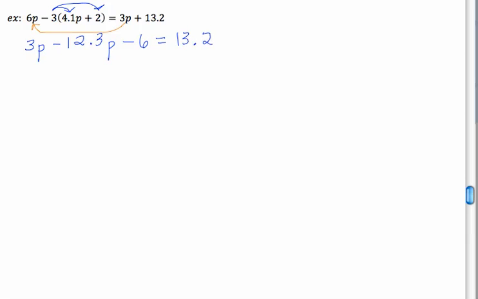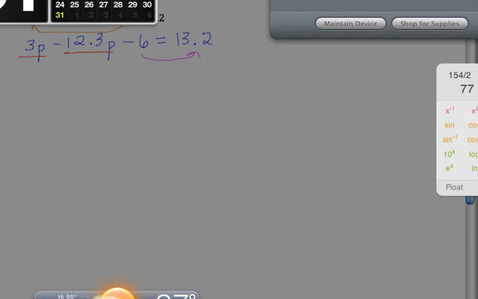Okay, now you look for like terms, meaning constants. The 13.2 is a constant, the negative 6 is a constant, so I can add the 6 over here on the right and combine those. These are also like terms because they both have a p. So 3p minus 12.3p. We have to do 3 minus 12.3.